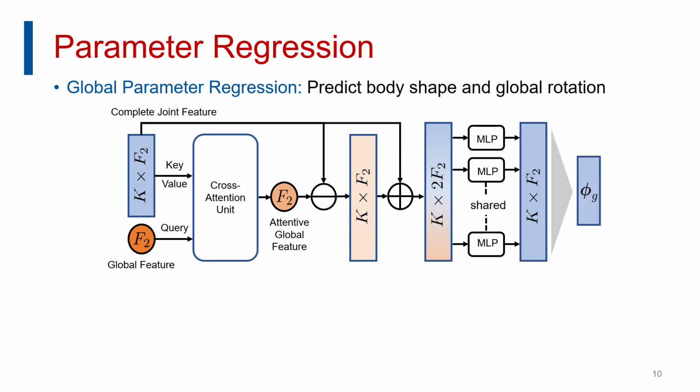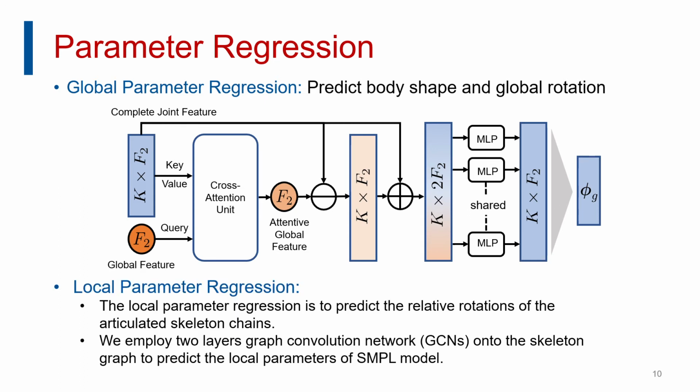In the Local Parameter Regression module, we employ two-layer graph convolution networks on the skeleton graph to incorporate contextual relations, where the graph nodes are the completed joint features, and the graph edges are the edges in the kinematic tree.